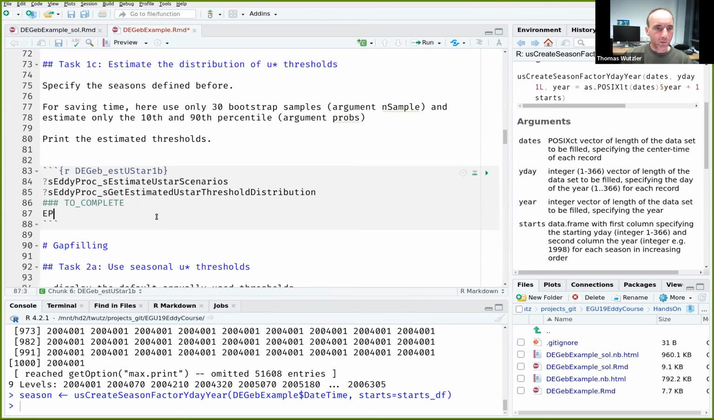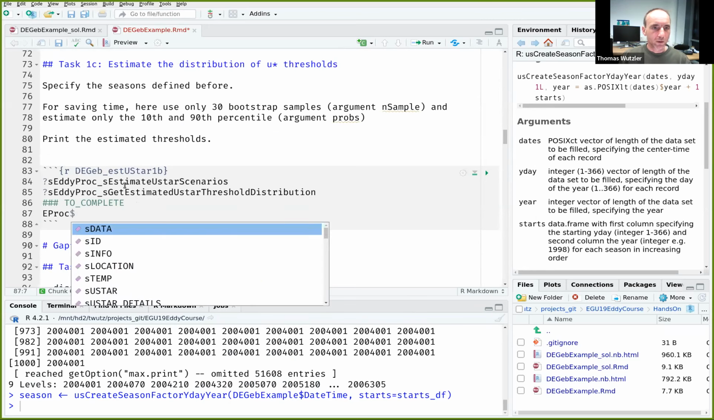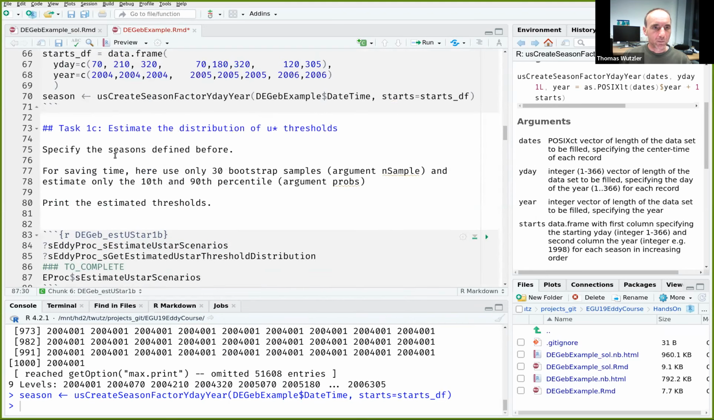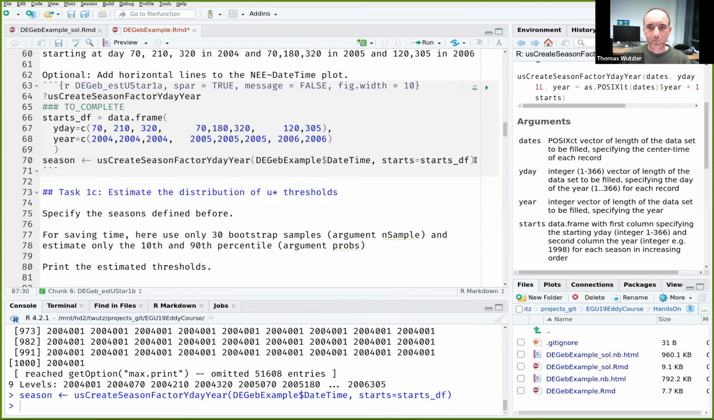So now we say EddyProc and dollar because we have this. Sorry, I'll paste this to the chat. If I'm too fast, then I wait a little bit.